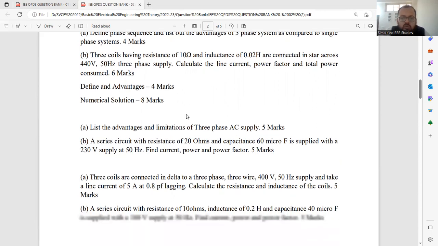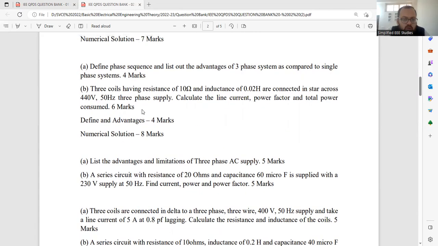Okay, so this is another type of question: three coils having a resistance of 10 ohm and inductance of 0.02 Henry are connected in star across a 440 volt, 50 hertz three-phase supply. Calculate the line current. Draw the three-phase diagram. Three-phase diagram you can draw like that. I'll show you. So like that you can draw.